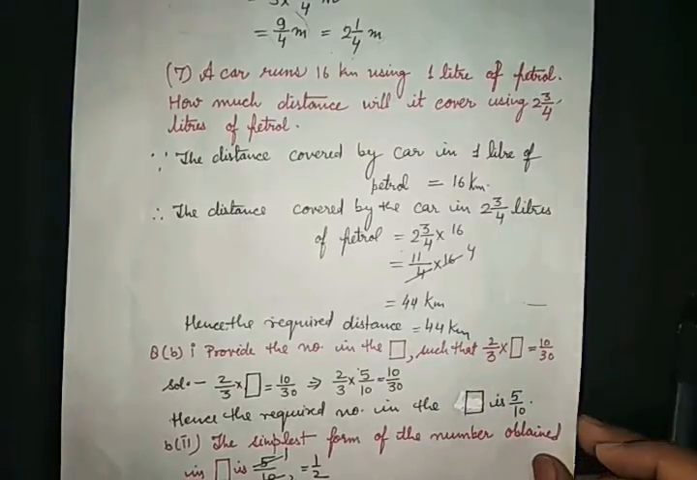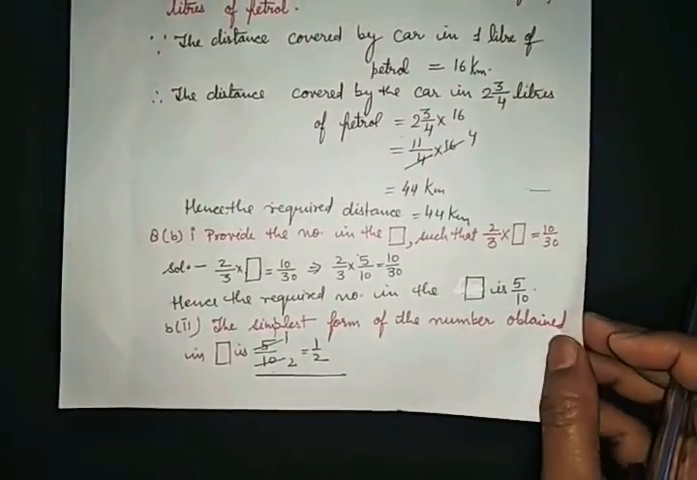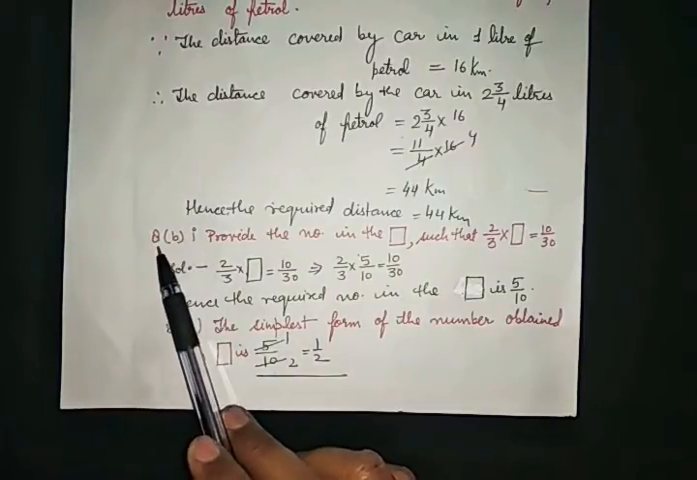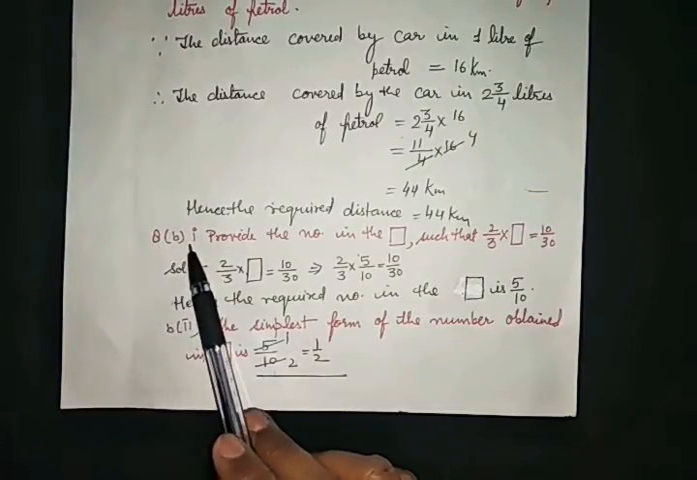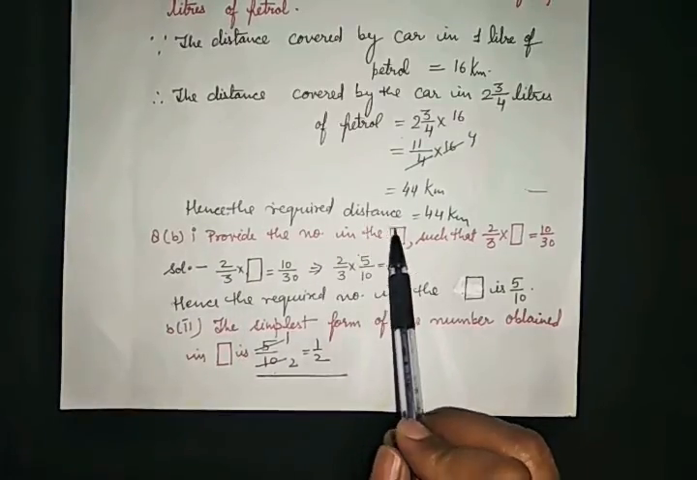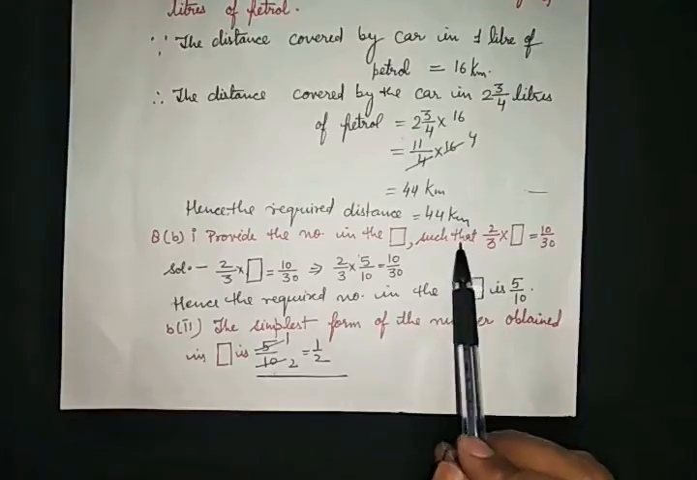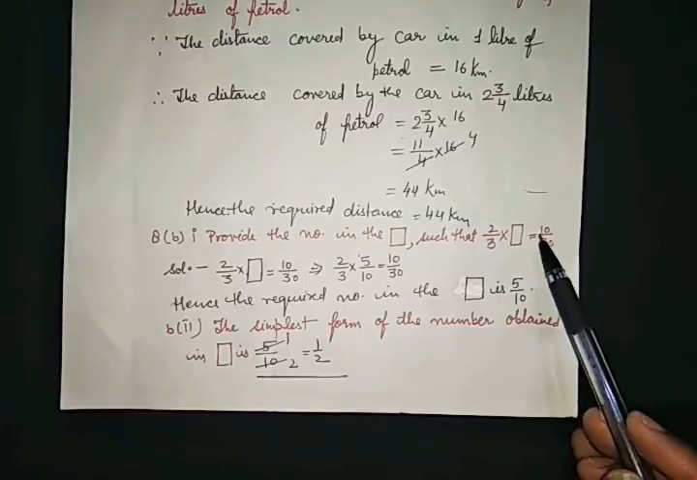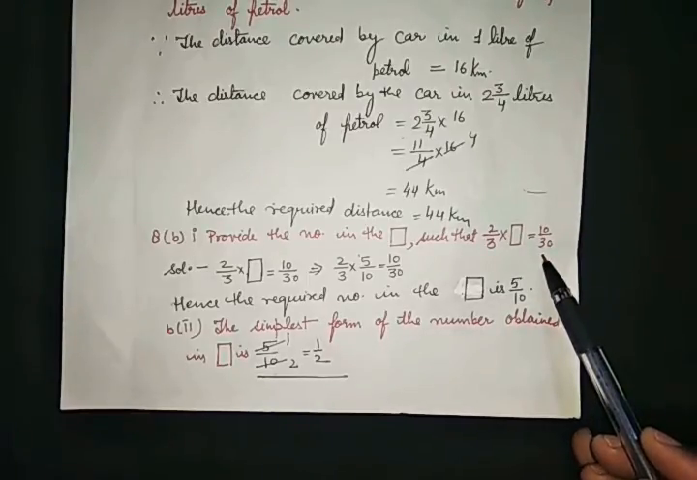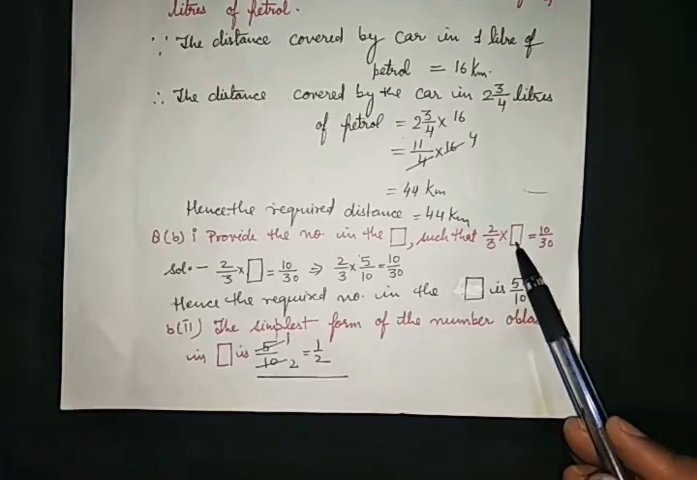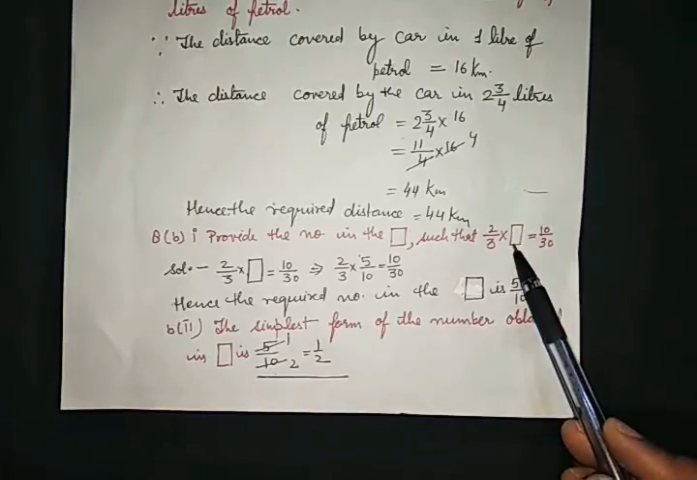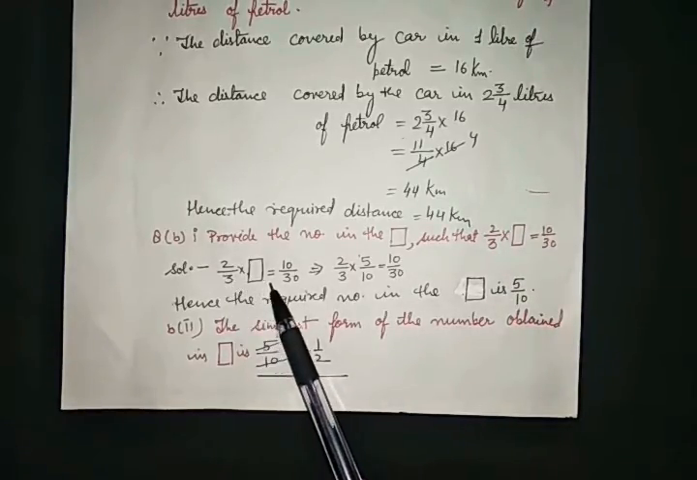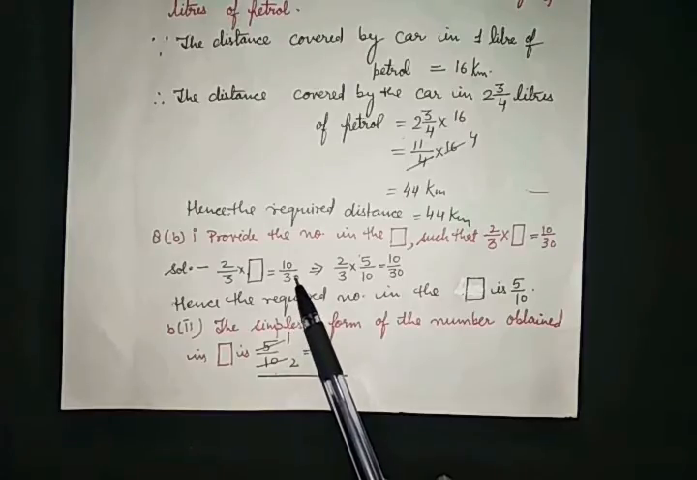Now see the B part, the first part of question 8. The question is, provide the number in the box such that 2 upon 3 into this blank place is equal to 10 upon 30. Now we have to fill this box. To fill this box, we will write the given statement: 2 upon 3 into dash is equal to 10 upon 30.